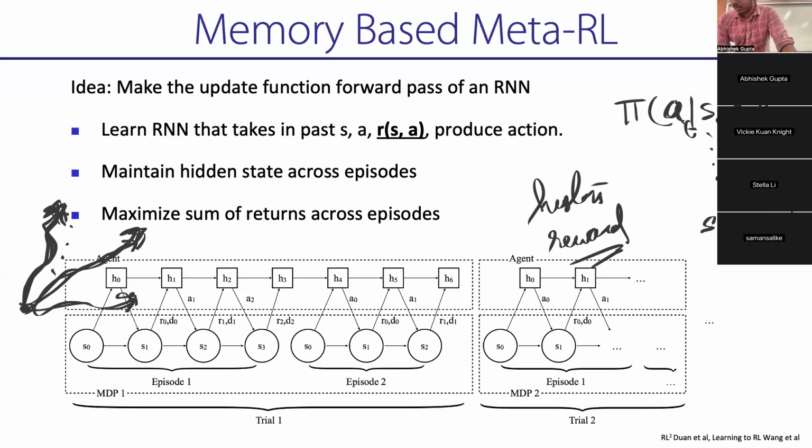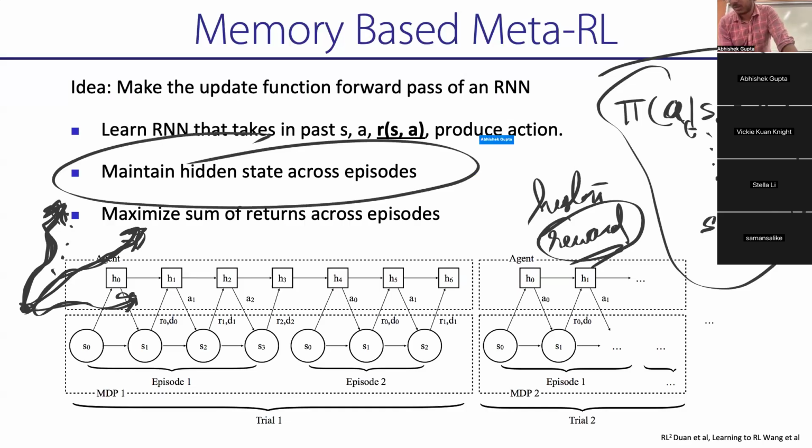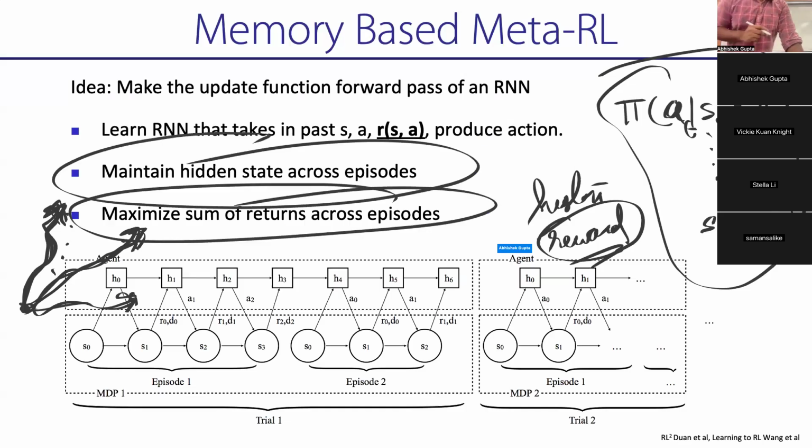And so essentially, you're going to learn a history-conditioned RNN, but you're just going to make two changes. You're going to condition on reward, and you're going to maintain the hidden state across episodes, and you're going to maximize the sum of rewards across episodes. And so you can use any RL algorithm. You can use PPO, off-policy RL, whatever you want. Well, PPO is easier than others, but you just need to make sure that it's conditioned on past reward.